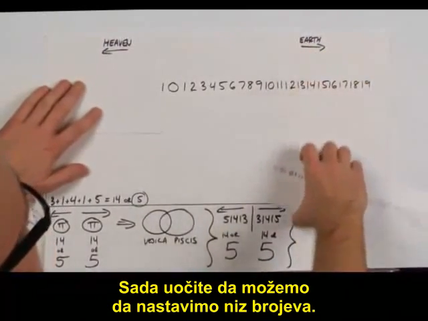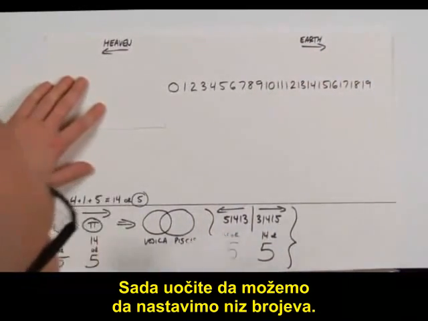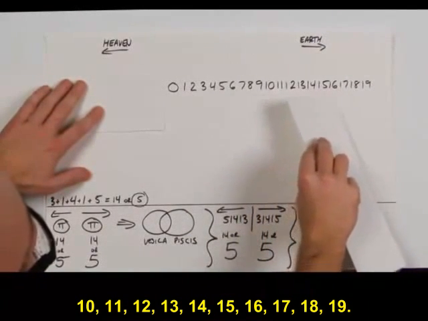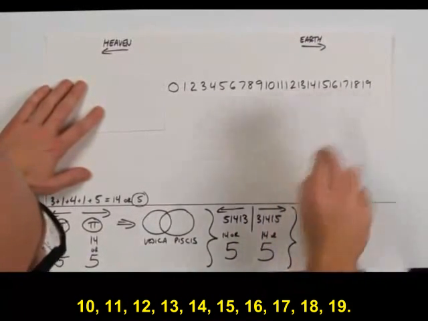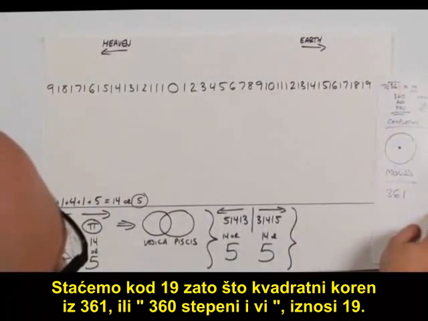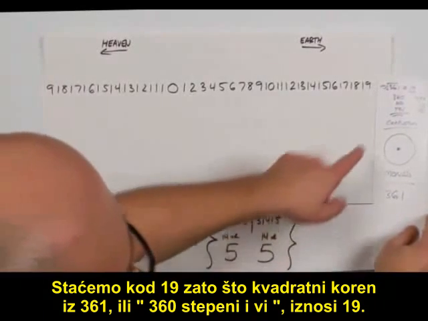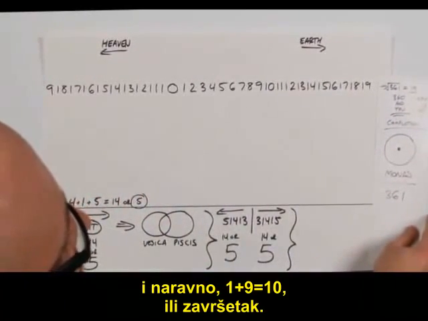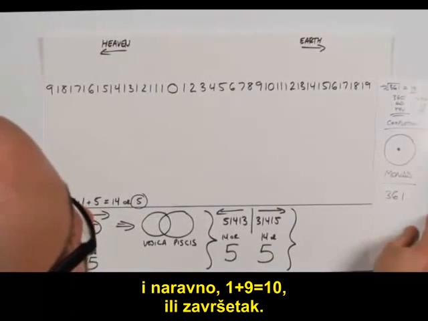Now notice we can just continue to walk up the number line. 10, 11, 12, 13, 14, 15, 16, 17, 18, 19. We're going to stop at 19 because the square root of 361, or 360 degrees in U, equals 19. And of course, 1 plus 9 equals 10, or completion.